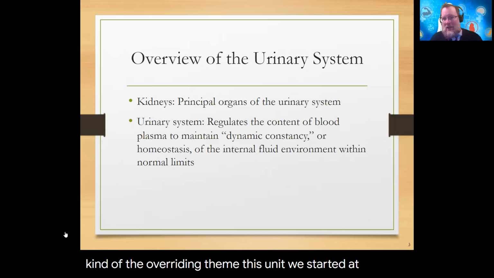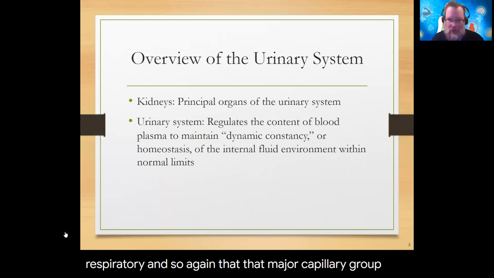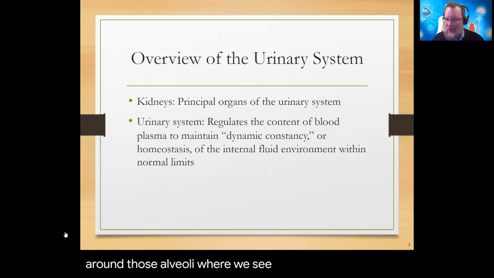We started at respiratory and saw again that major capillary grouping around those alveoli where we see gas exchange take place. And then we looked at the digestive system last time we were together and saw the exchange of nutrients going on in the small intestines, and again, a high volume of capillaries. And now here we are, we've made it to the urinary system. And again, we're going to see a high degree of capillaries going on with the kidneys.